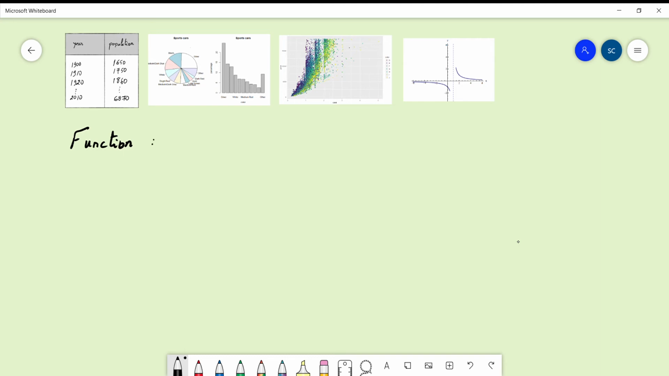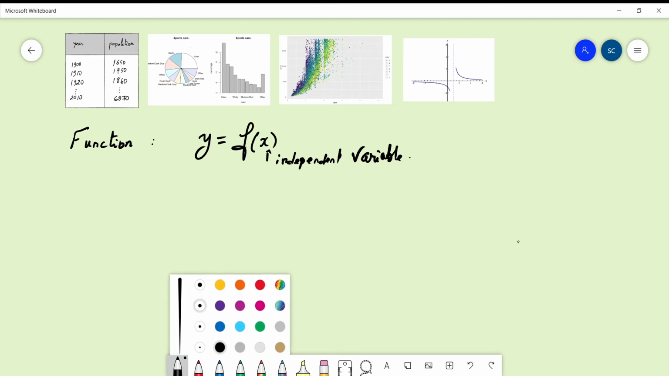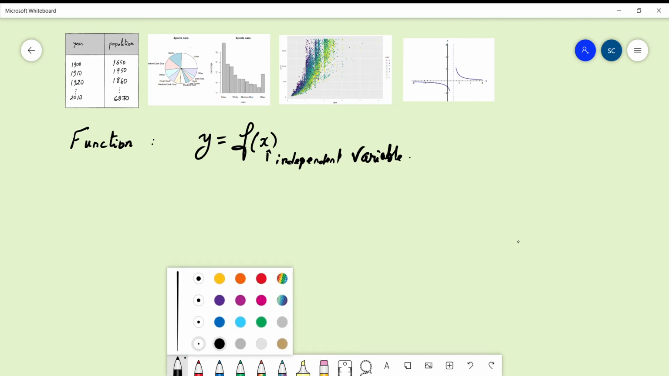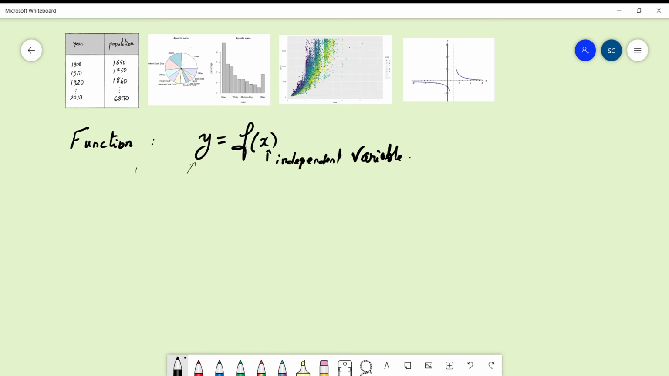We want to study a relationship given by a formula linking two variables: an independent variable x, with a dependent variable y. So this is the dependent variable.